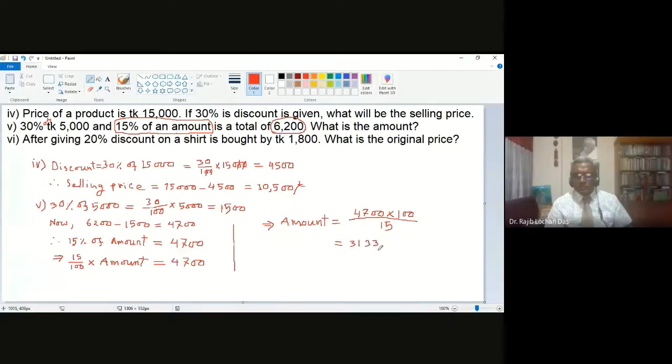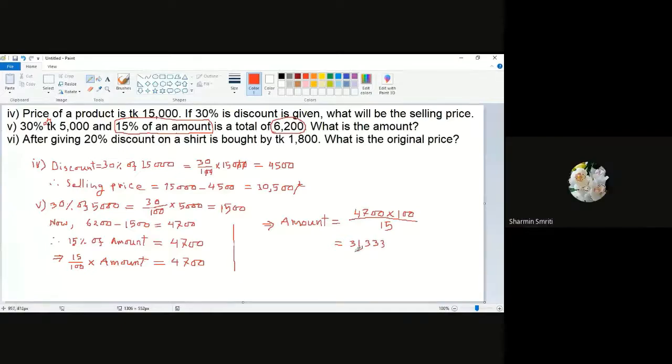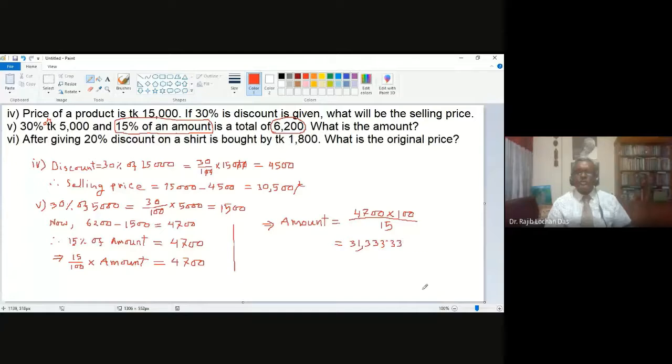3133. Another 3. Another 3. 0.33. Correct. So it is 31,333.33 taka. So this is all right. This is the answer for the second question. Is that okay? Do you understand the second question?